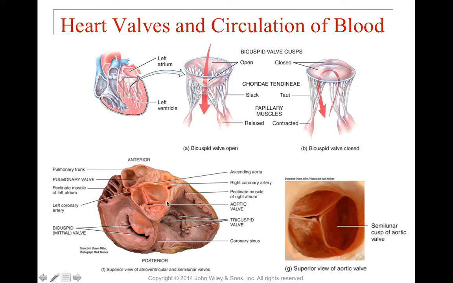Here's another section of the heart here. Here's the valves that we were just seeing in the diagram, but now we're looking at them in an organism. So here's the bicuspid valve, right? The mitral valve. Here's the bicuspid valve and the tricuspid valve.